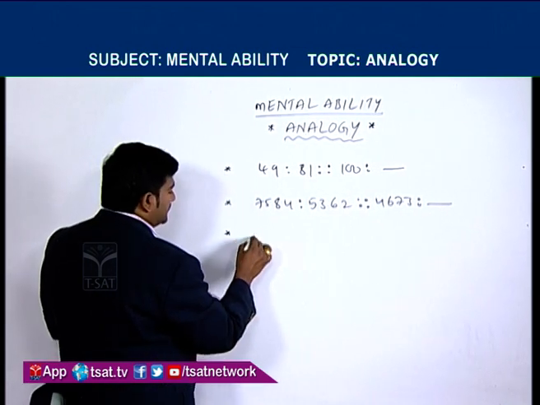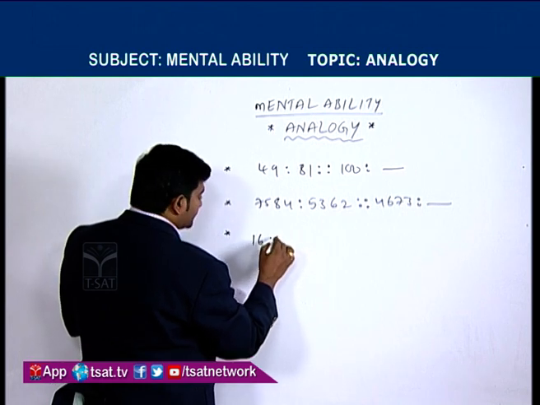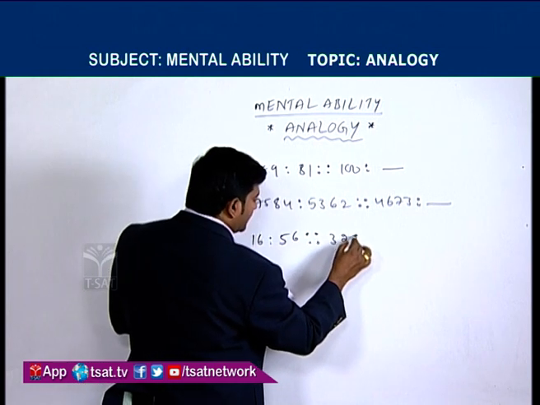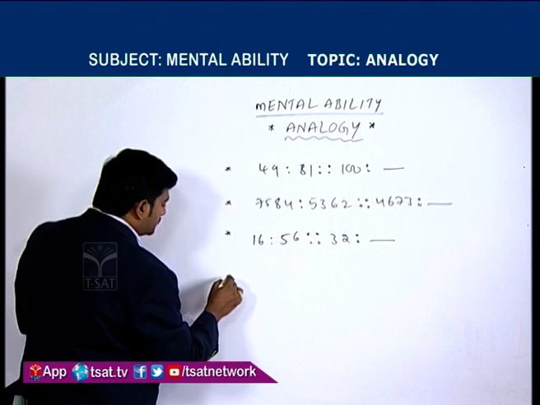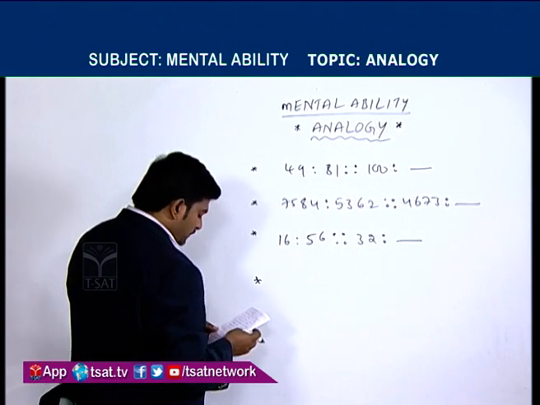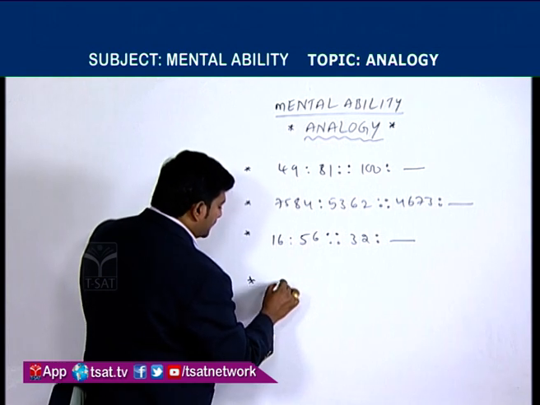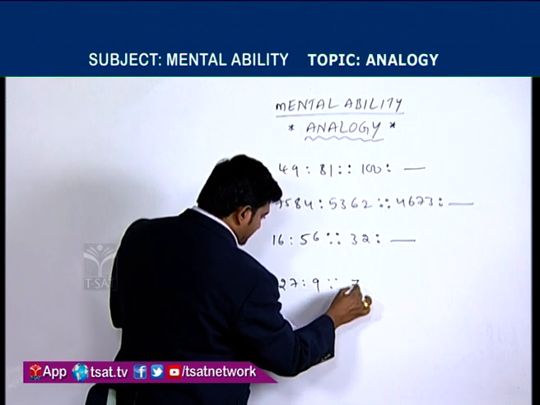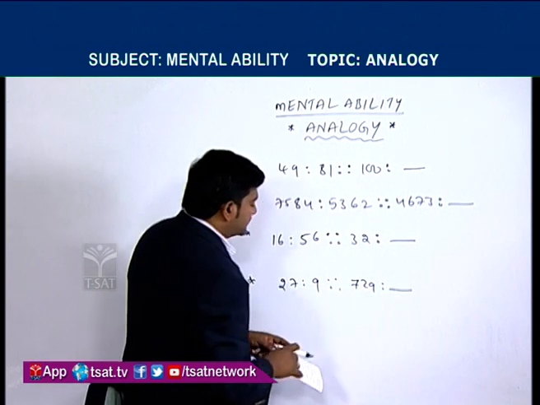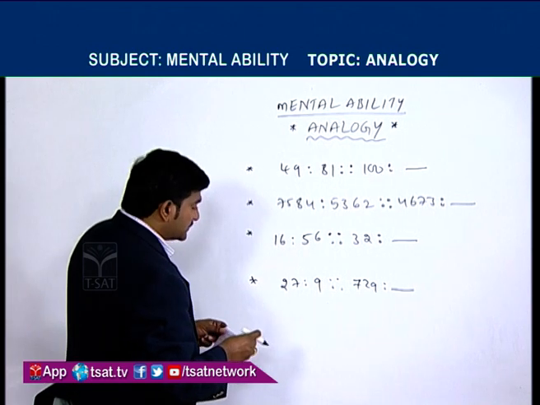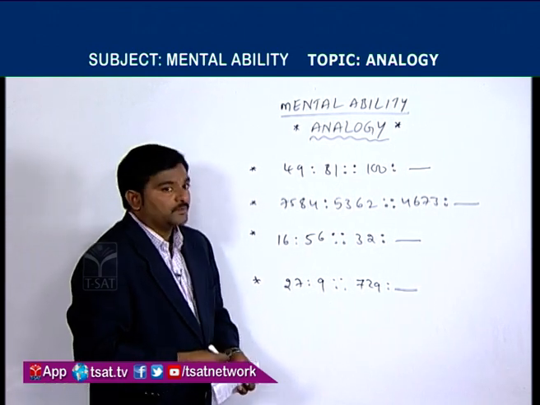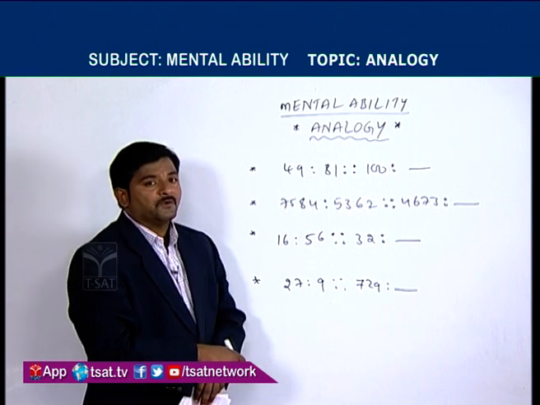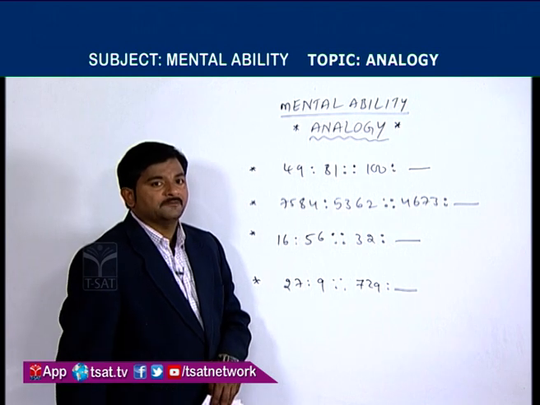Now one more example. 16 is to 56 as 32 is to dash. Okay. So now this is the third one. Now the fourth example is as follows: 727 is to 9 as 729 is to dash. So now these are some examples regarding number analogy. Now we will take the explanation part of this.